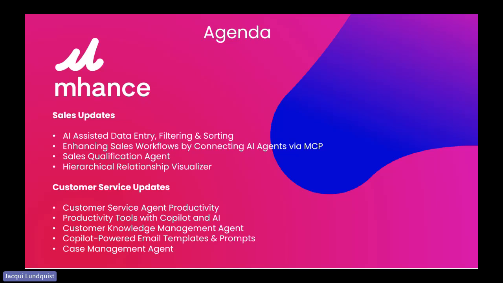On the customer service updates, there's more around agent productivity, really enhancing that. There's going to be more productivity tools, more Copilot and AI, and enhancements to the knowledge management agent, which can create knowledge articles as you go along in real time. And there's going to be more prompts and email templates and help with creating emails generally. And then there's a case management agent as well.